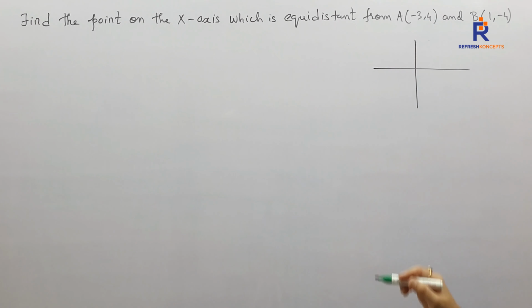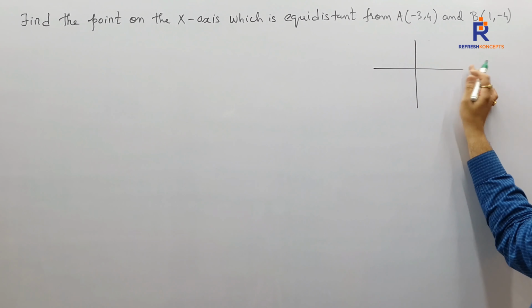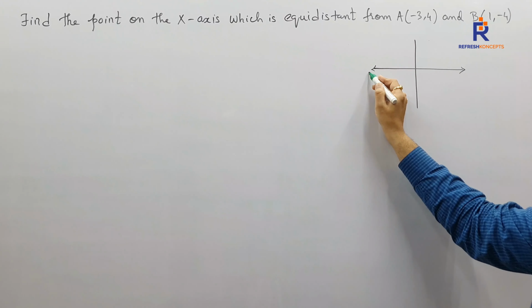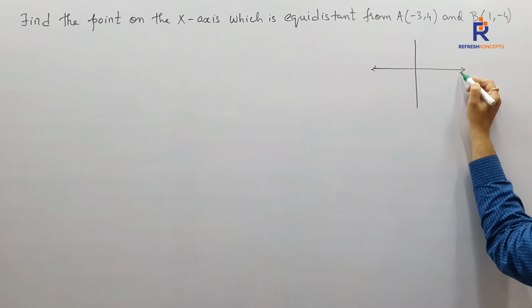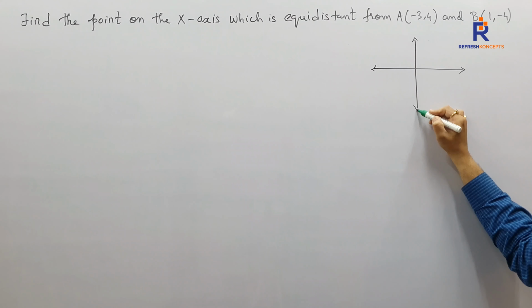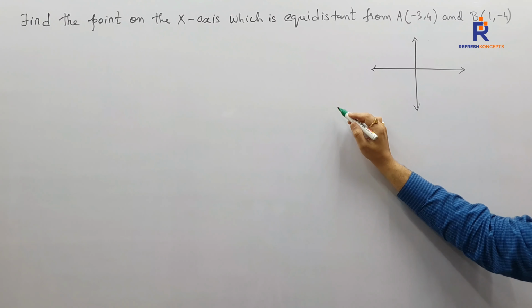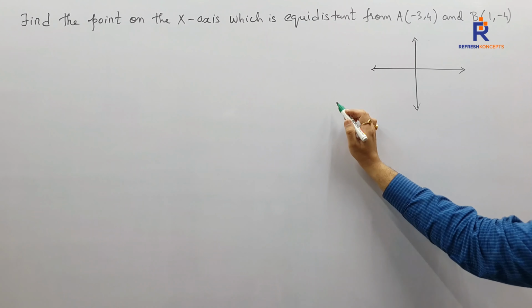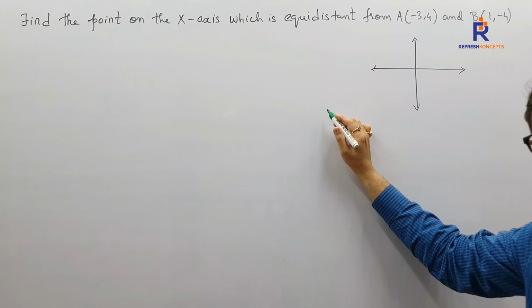Find the point on the x-axis. So that point could be anywhere on the x-axis. When I say x-axis, that means it could be on the negative x-axis here, or it could be on the positive x-axis, that is on the positive side. I repeat, find the point on the x-axis. So the point lies on the x-axis, and I am not told where exactly the point lies.